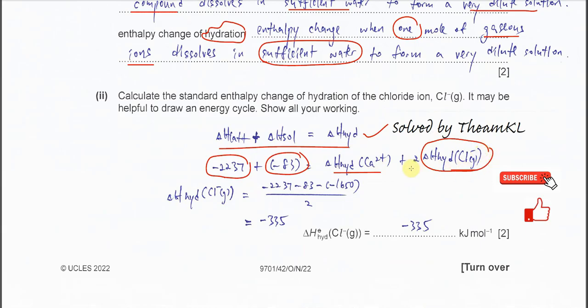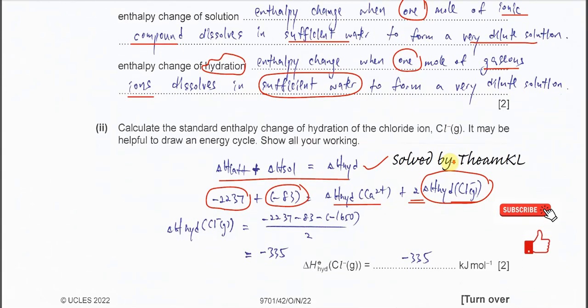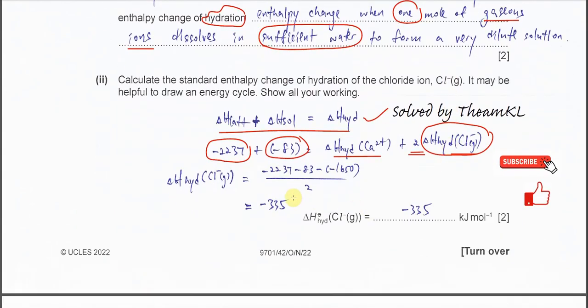So remember, it must be 2 times, because in this cycle, as you can see, it involves 2 moles here. So it must be times 2. Okay, after that, you just need to rearrange. Then you can get the hydration enthalpy for chloride, which is negative 335.